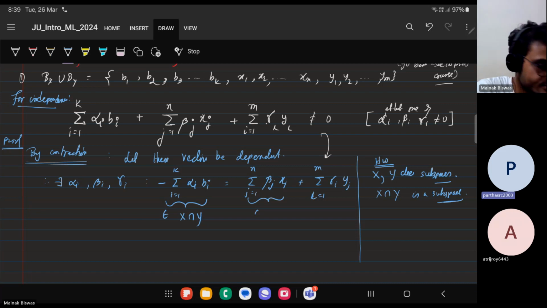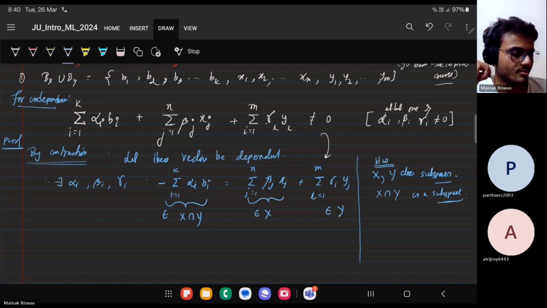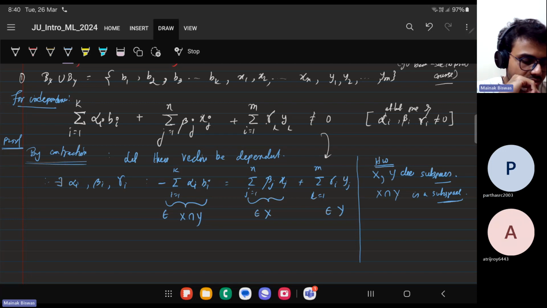What does this belong to? This belongs to X. Again, this is also a subset of X, right? It is again a finite set. So these two belong to X and Y respectively, right? Yes, it belongs to X and Y.